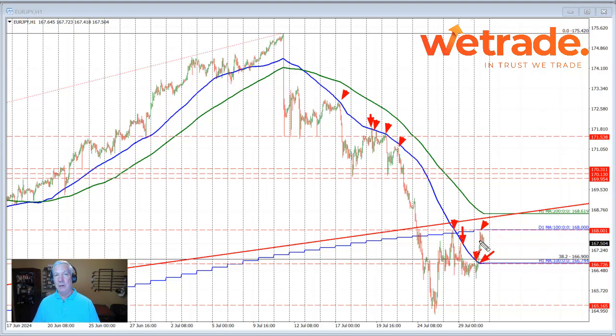There's a big move here, but the bias remains neutral between the 100-day above and the 100-hour moving average below, but a good trade opportunity for those who took it on the break of the 100-hour moving average in trading here today. So be aware, be prepared.